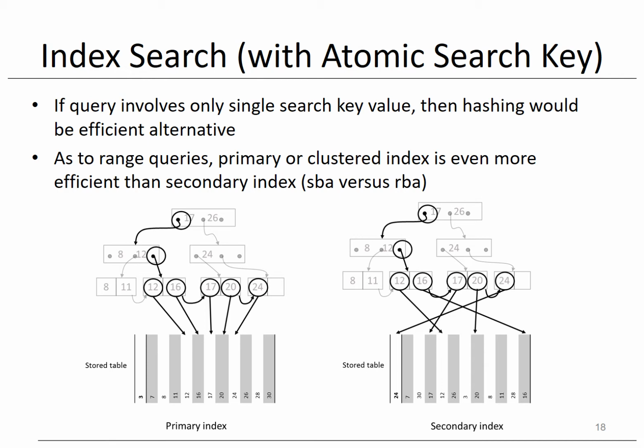As to range queries, a primary or clustered index is even more efficient than a secondary index. Indeed, if the data records are stored in the same order as the search key, the B+ tree's leaf nodes can be accessed by means of the next pointers and the data rows can be retrieved in the same order by means of sequential block accesses.